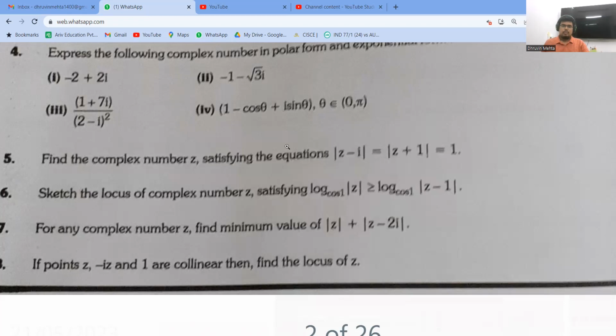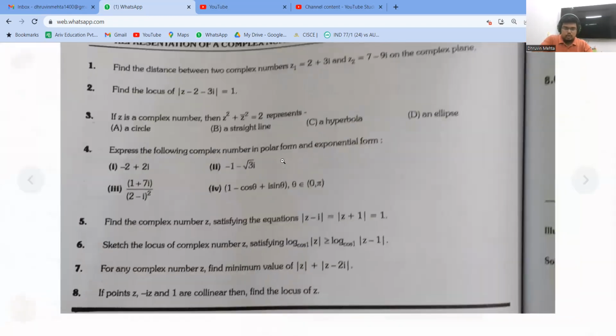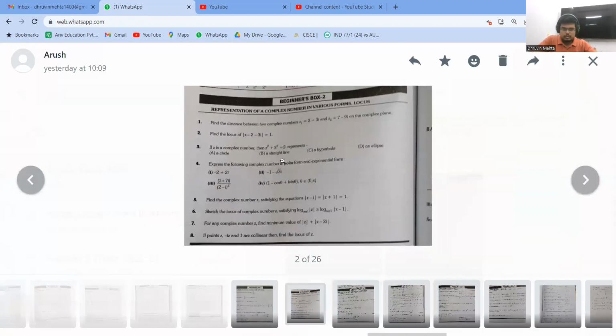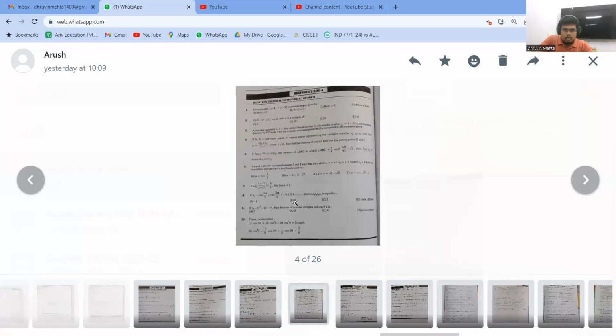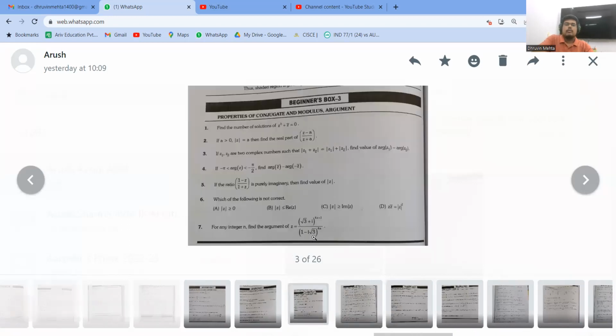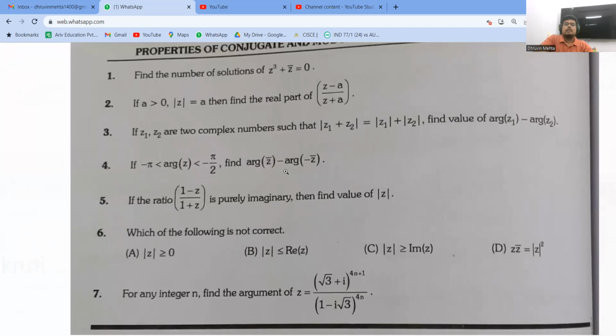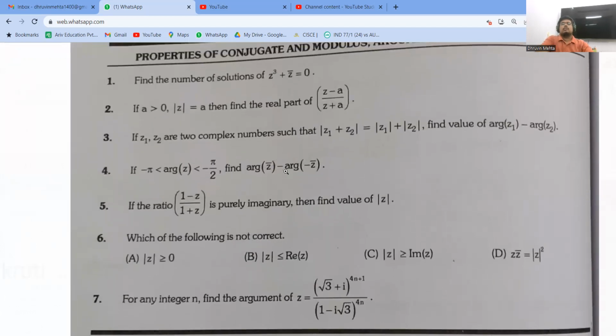Okay, then let us now proceed to the next concept. We can take properties of modulus and argument and conjugate. We can take this exercise. Sure. So let us take the first sum.